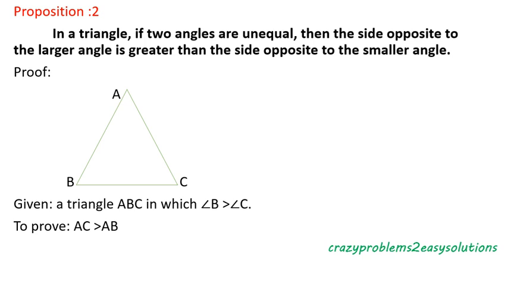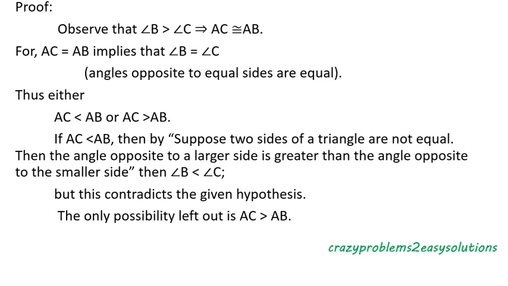Then proposition 2. In a triangle, if two angles are unequal, then the side opposite to the larger angle is greater than the side opposite to the smaller angle. Given, we take one triangle ABC in which angle B is greater than angle C. We prove that AC is greater than AB. Proof. Observe that angle B is greater than angle C.